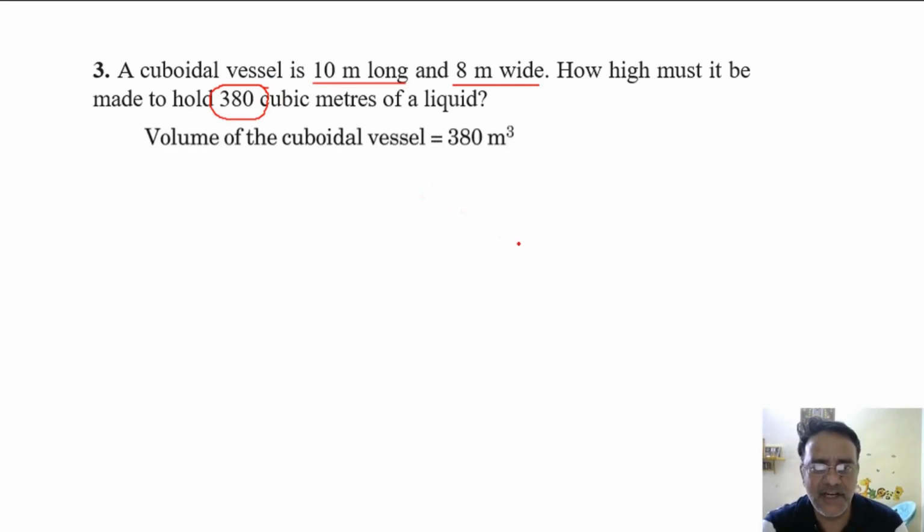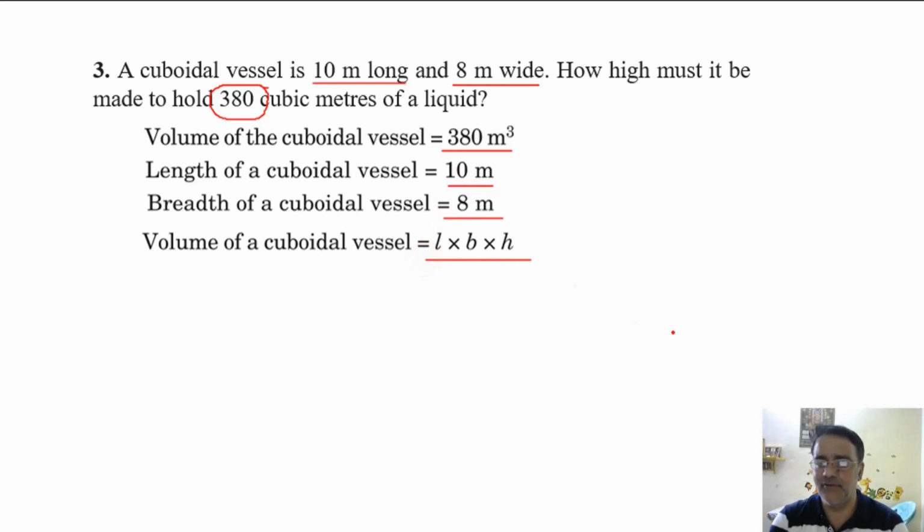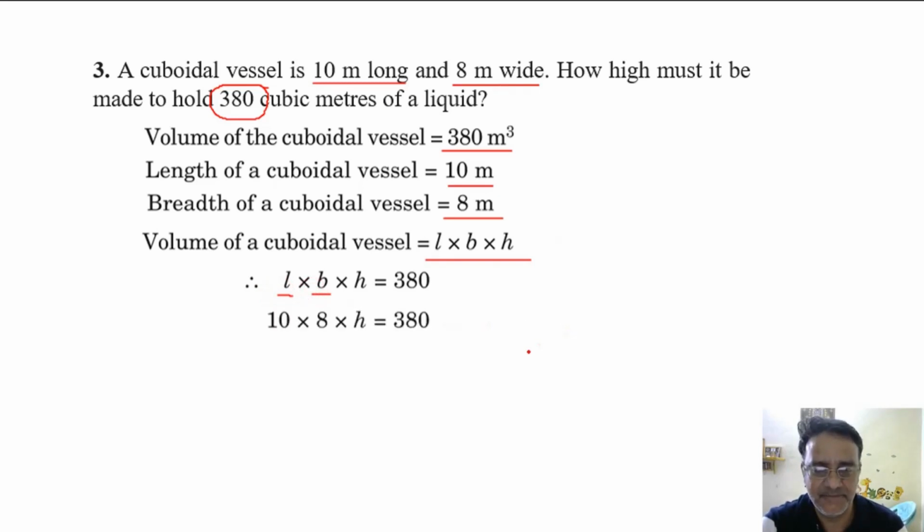Okay. So we'll start with the volume of the cuboidal vessel, which is 380 meter cube, and length is given 10 meter and breadth is given 8 meter. This is the volume formula, L into B into H, and this is equal to 380 meter cube. Now we'll substitute the values of L and B, that is 10 and 8. So H will be equal to 380 upon 10 into 8. Cancel the 0s.